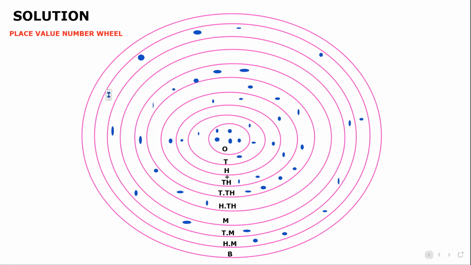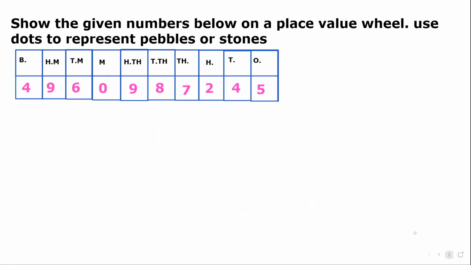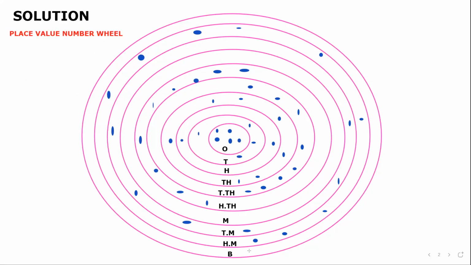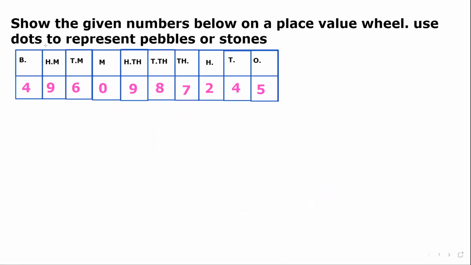Now you move on to the last one, which is the billion, which is also 4. So you're going to model the 4. So I can also start from here. 1, 2, 3, 4. Okay, good. Now we have done. The numbers are being represented by using dots. So this is how the numbers are being shown on the place value view.